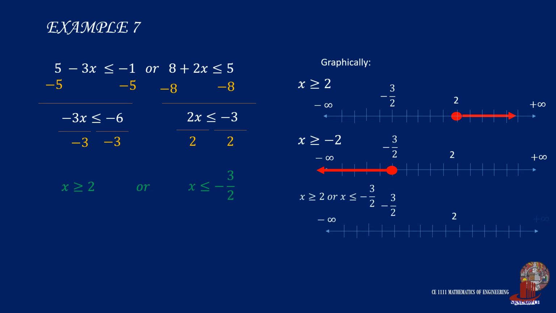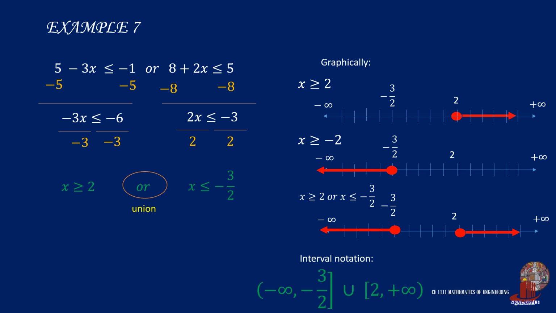Notice that the two graphs are separate. How do we place them in one answer? Again, check the connecting word for the two inequalities. The problem uses "or", and from set theory, this means union. Thus, we can place the two separate dots and arrows in one graph. Then the interval notation is written as a parenthesis with negative infinity and negative 3 halves in a bracket. Then this is in union with an open bracket with 2 and positive infinity in a closed parenthesis.